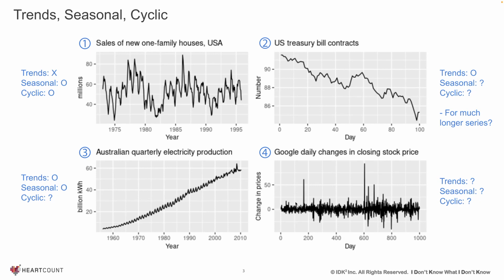Lastly, the Google closing stock price chart has no trend, no seasonality, and no cyclic behavior. In other words, it has irregularity. It seems to be random fluctuations, which are hard to predict.